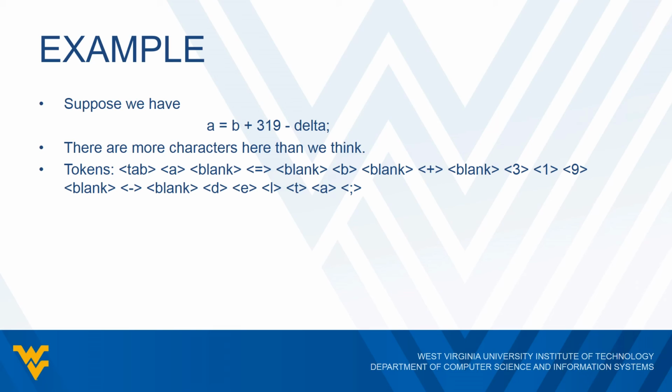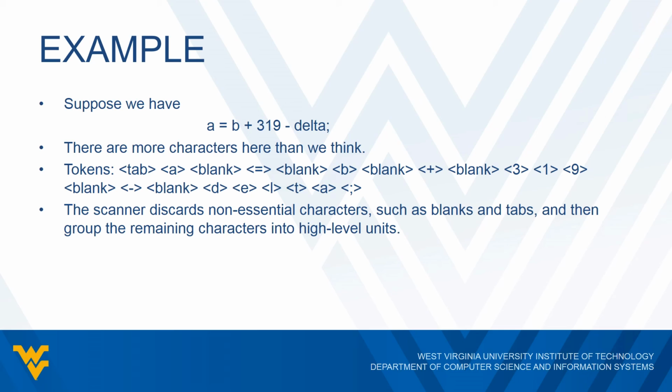We would get a tab first, and then the A, and then a blank space, and then an equal sign, another blank space, the symbol B, another blank space, the plus sign, another blank, a 3, a 1, and a 9, another blank, a minus sign, another blank, and then all the letters D, E, L, T, A, and then a semicolon. So it's the task of the scanner to discard the non-essential characters, such as blanks and tabs, and then group the remaining characters into high-level syntactical units, such as symbols, numbers, and operators.